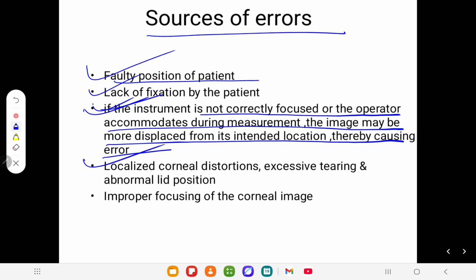Okay. Localization of corneal distortion, excessive tearing, and abnormal position of the lid. It's always there. Abnormal position, especially a drooping lid, or excessive tearing, which causes too much distortion of the Mires. Improper focusing on the corneal image. Those are the sources of error.